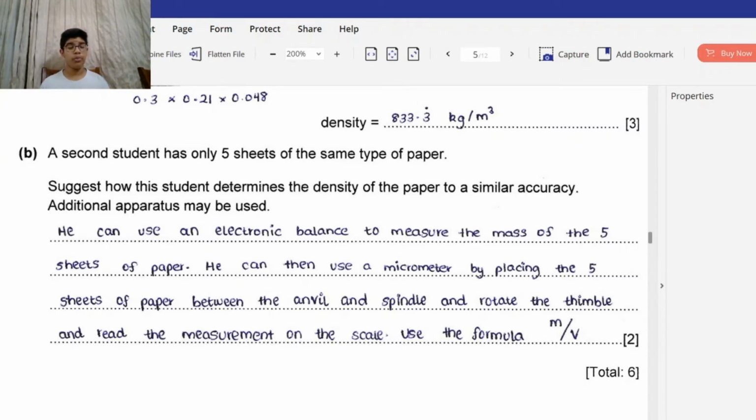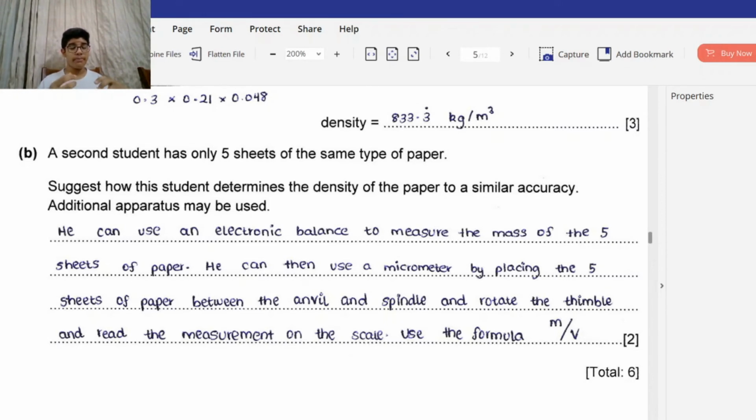Now we need to calculate volume. We know length and width. Now the height can be found by using a micrometer screw gauge. So the way we use a micrometer screw gauge is we place it between the anvil and spindle and we screw the thimble.